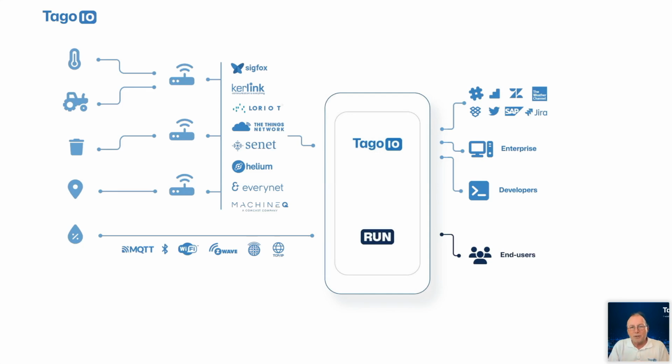In the middle, you're going to see two different parts in the cell phone image, right? You see TagoIO at the top.